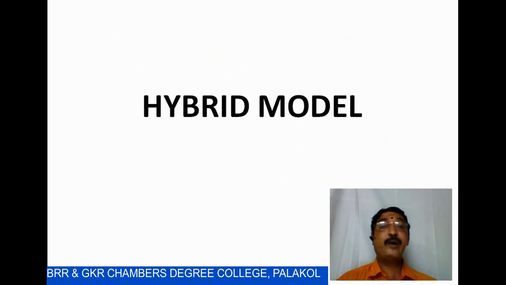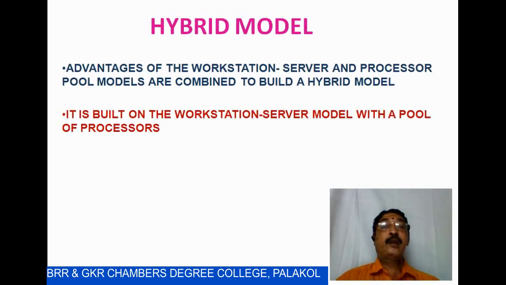And one more model for distributed systems is the hybrid model. As we know, hybrid means a combination of many. Hybrid means if you take good qualities from different components, and you merge all those good qualities into one thing, then it is called a hybrid. If you club all these good qualities into one item, then that item will be called a hybrid model.